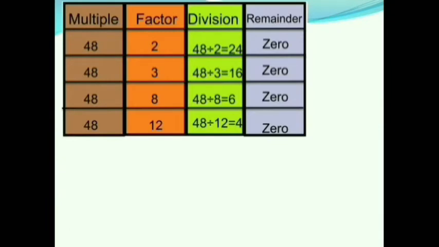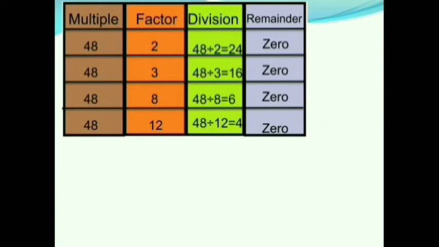Observe the table, children. Here 48 is divided by 2 and the quotient is 24 and the remainder is 0. 48 is divided by 3 and the quotient is 16 and the remainder is 0. 48 is divided by 8 and the quotient is 6 and the remainder is 0. 48 is divided by 12 and the quotient is 4 and the remainder is 0.